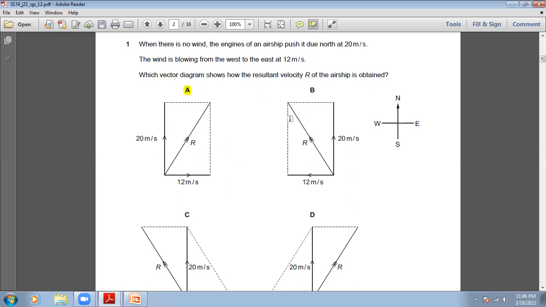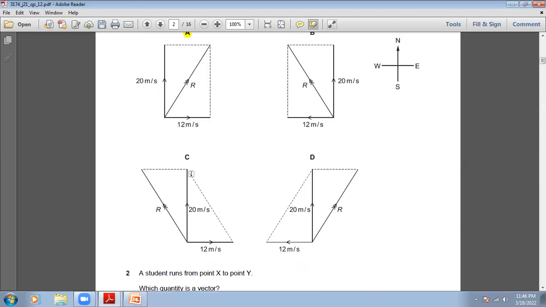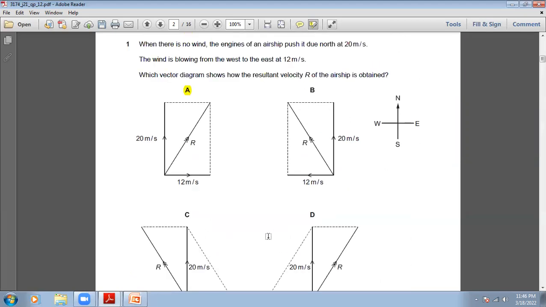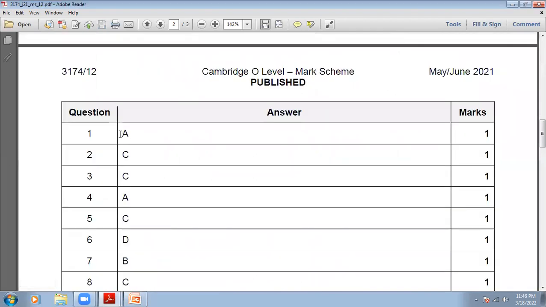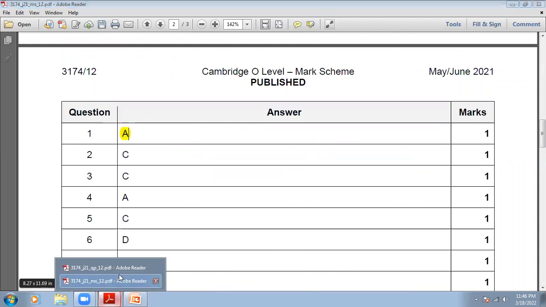Now the other options. In B, this direction is wrong. It's from east to west. And this one is also wrong. And this one is also wrong. Because the two vectors to be added, 20 and 12, should be the sides of the parallelogram, not the diagonal of the parallelogram. So I think A is the choice. Question number 1, A is the right choice. Let's check. Question number 1, A is the right choice. So we are done.